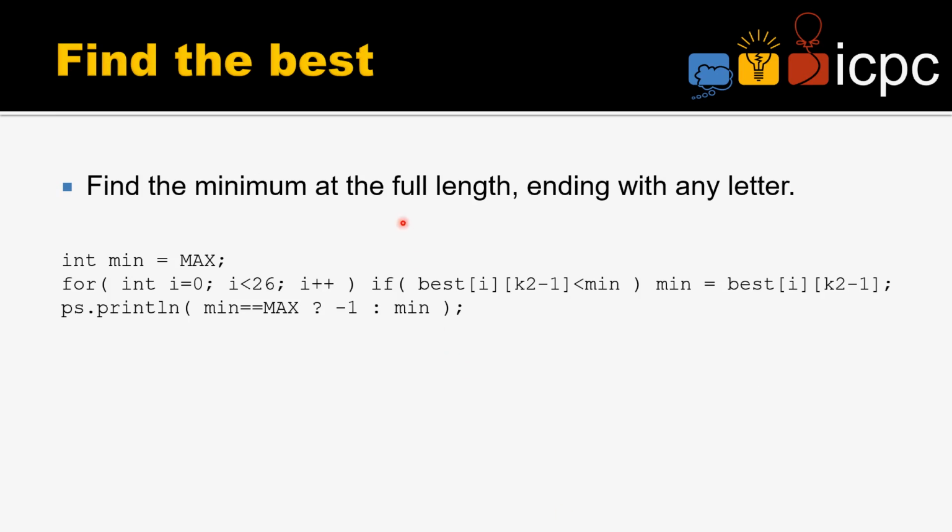So find the minimum full length ending with any letter. That's what we're doing here. We start with min equal to max. We just go through the last column in that best array for every letter and figure out what the min is. And if we don't find one, we have to print -1. Otherwise, we print the min. And that is the solution to the Paladin.